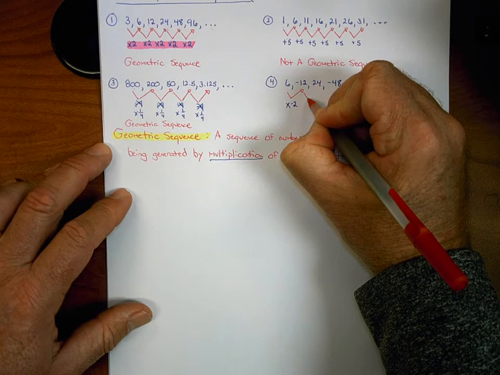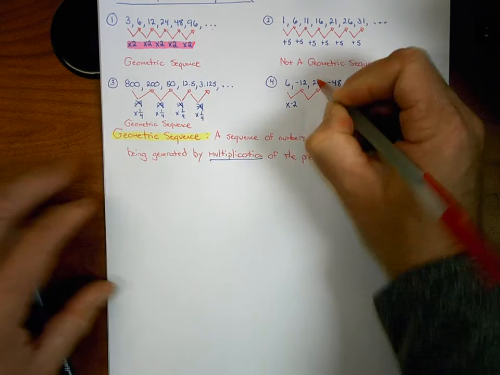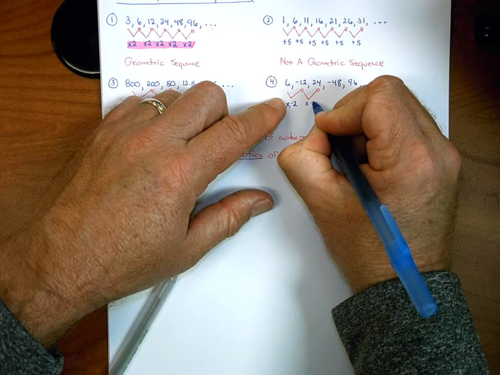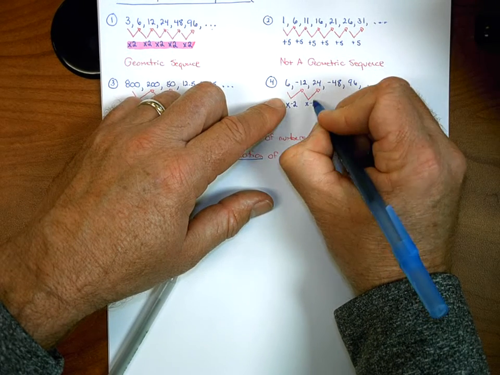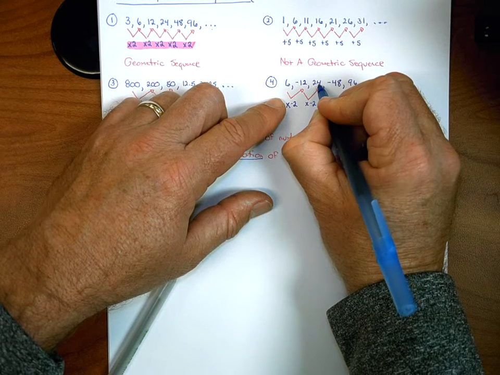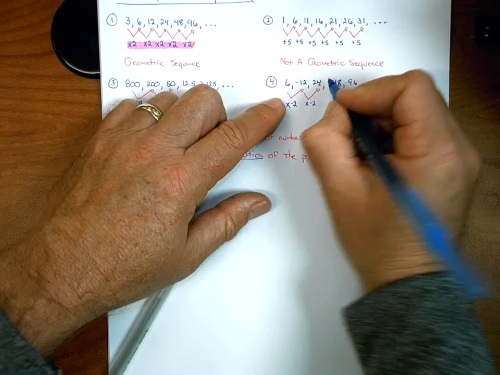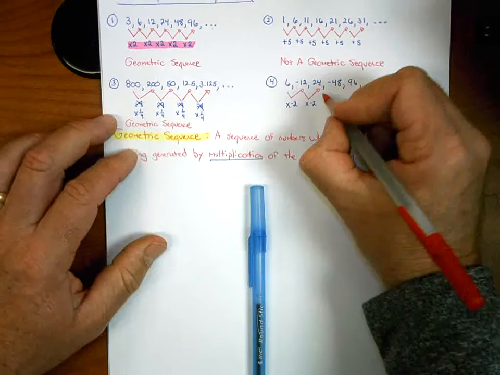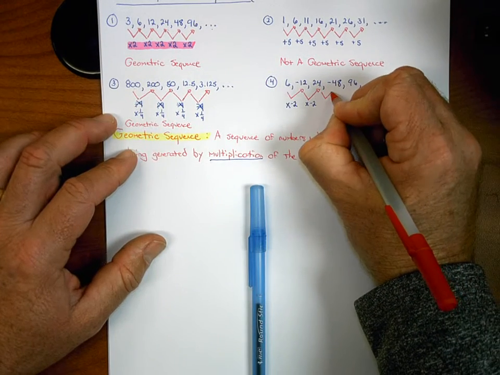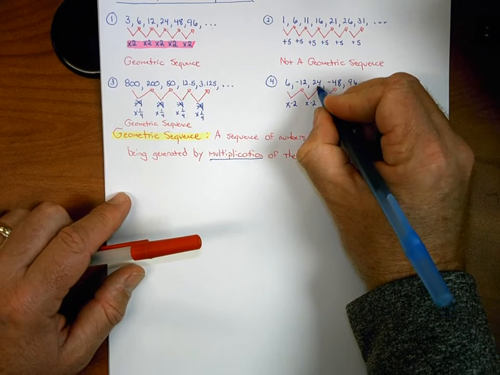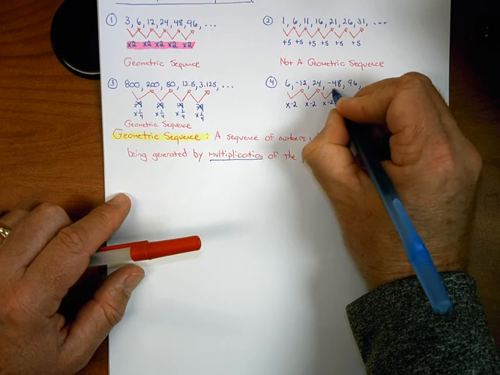Okay, so let's see if that pattern stays the same. If I took -12 and multiplied it by -2, is -12 times -2 positive 24? Sam, you are correct. It is positive 24. Okay, good. Then if I took 24 and multiplied it by -2, is 24 times -2 equal to -48?